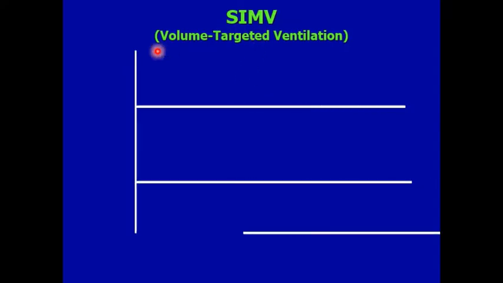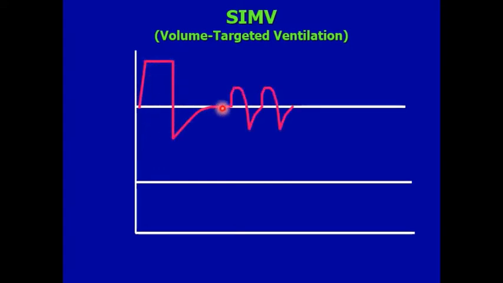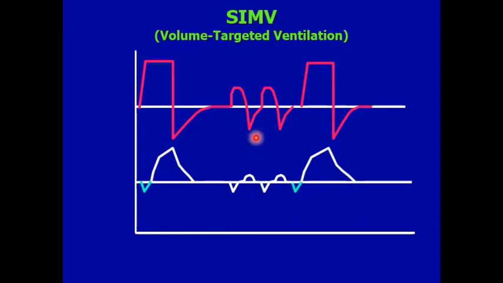Here this is SIMV, volume control ventilation. Here you can see this is the mandatory breath. There is a constant flow, and this is followed by spontaneous breathing, so a sinusoidal flow time waveform is there. In case of pressure, you can see there is a negative pressure initially, and this is spontaneous ventilation.